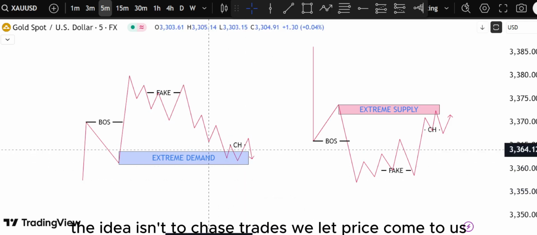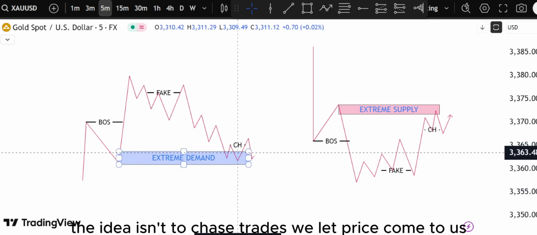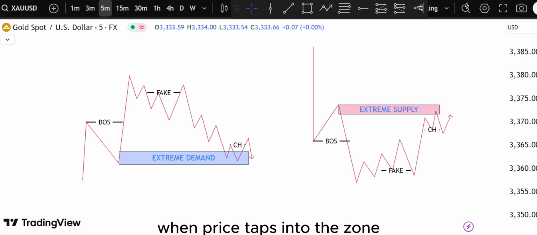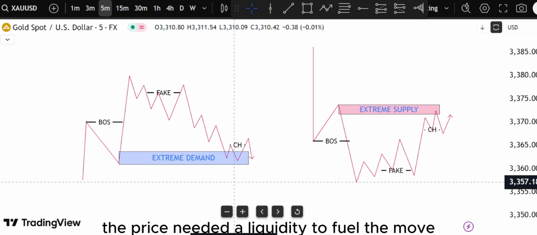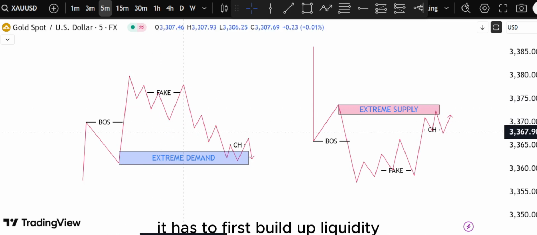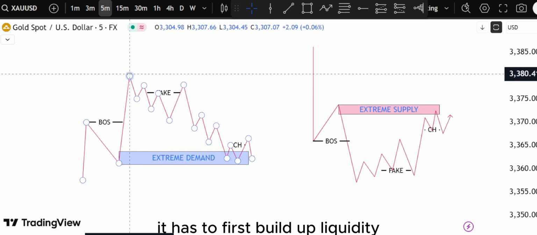The idea isn't to chase trades. We let price come to us. When price taps into the zone, that's when we start watching closely. Before price came back to make a higher low, the price needed liquidity to fuel the move. It had to first build up liquidity.